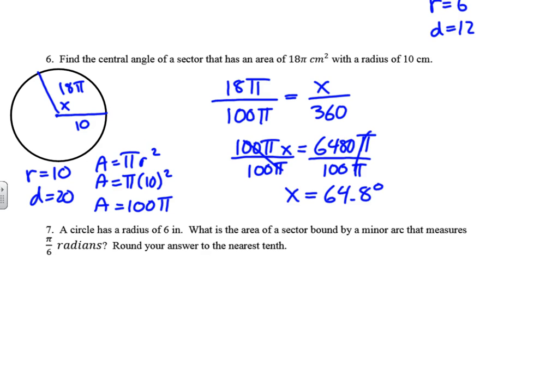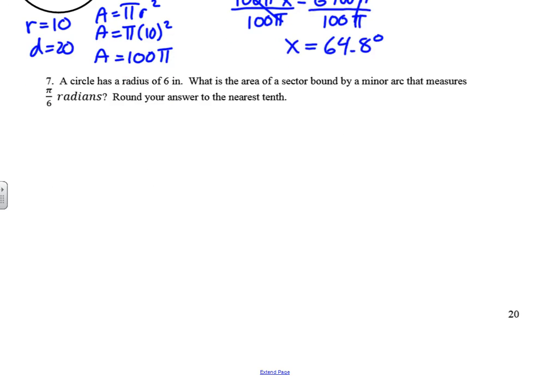Okay, we've got one last question here. A little bit of a different question. A circle has a radius of 6 inches. What is the area of a sector bound by a minor arc that measures pi over 6 radians? Round your answer to the nearest tenth.